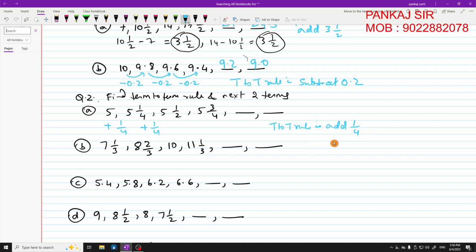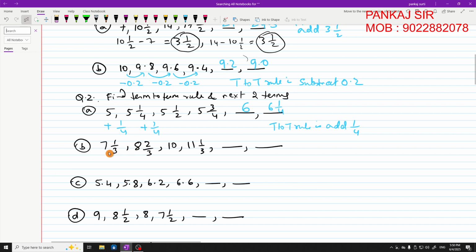So these two terms will be 5 3 by 4 plus 1 by 4. So 5 3 by 4 plus 1 by 4 will be how much? 5 3 by 4 plus 1 by 4 should be 6. So this blank will have 6. And the next one will be 6 1 by 4. Right? Let us go to the next one.